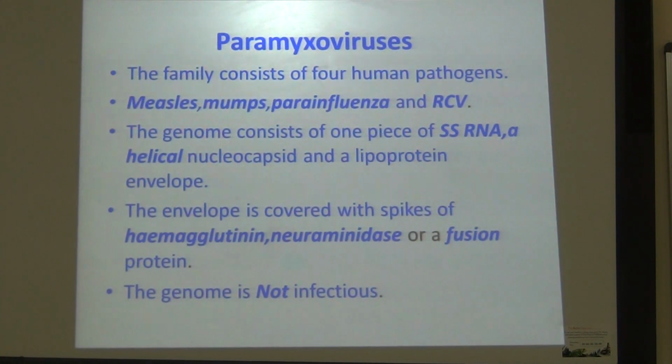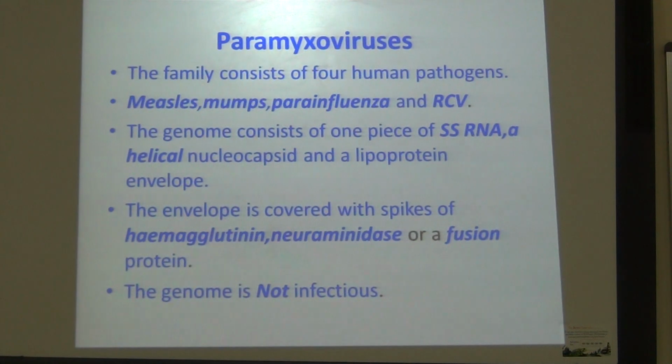So as I told you last time, the viruses are either RNA or DNA, and all of the RNA viruses are single-stranded, but there are a few RNA viruses which are double-stranded. In this case the virus is a single-stranded helical virus. The helix is the structure in which the nucleic acid, the viral RNA, is found.